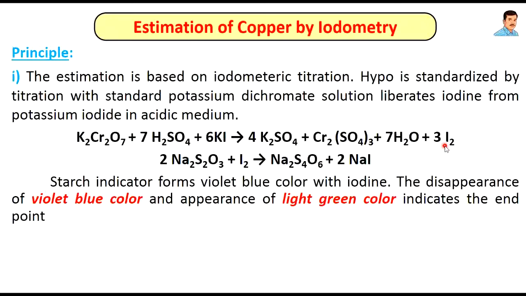To the iodine liberated, we are adding starch indicator which forms a blue complex, and when we start titration with the hypo solution, the hypo reacts with the iodine forming sodium iodide. Here the endpoint is violet blue to light green color. In the beginning, violet blue color is due to the formation of a complex between the iodine and starch, and at the end the color is changed to a light green color, which is actually due to the chromium. This is the standardization principle.